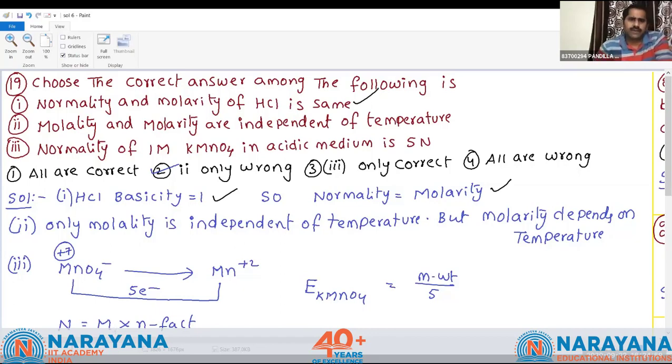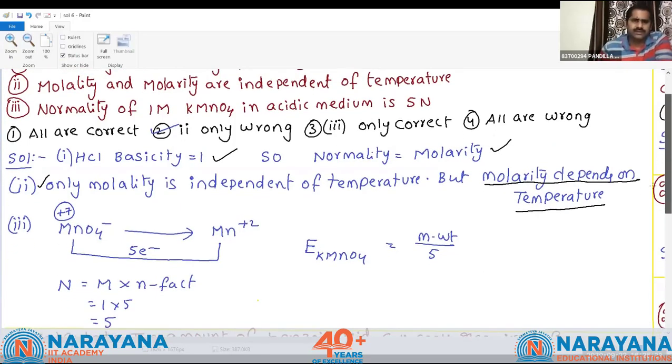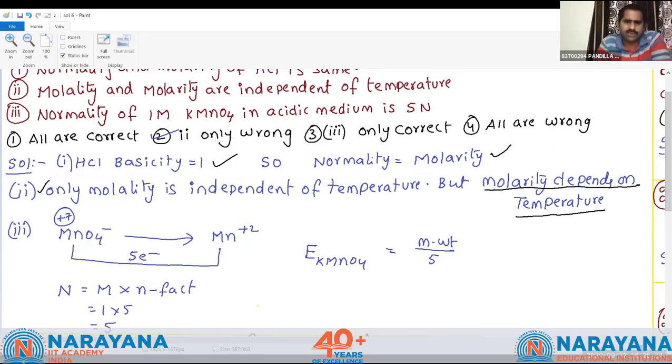Second point: molality and molarity are independent of temperature. No, it is not. Read the point I have given. Only molality is independent of temperature, but molarity depends on temperature. As temperature increases, molarity decreases. So that's why option 2 is wrong.